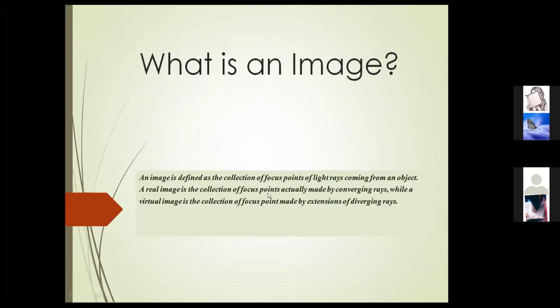Okay, an image is defined as the collection of focus points of light rays coming from an object. Focus points are actually made by converging rays. Converging rays create a real image, and diverging rays make a virtual image.